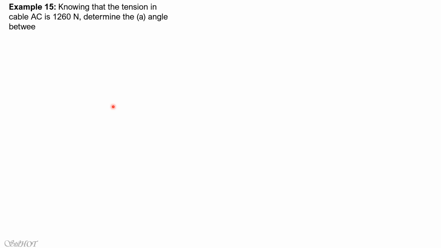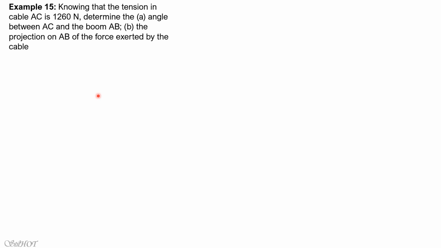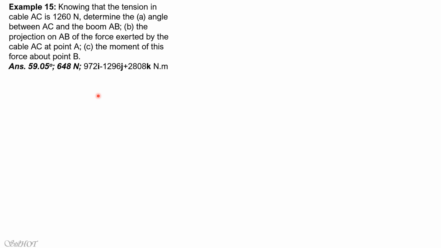So let's have the solution to example 15. Knowing that the tension in cable AC is 1,260 newtons, determine letter A, the angle between AC and the boom AB, and the projection on AB of the force exerted by the cable AC at point A. Then letter C, the moment of this force about point B.